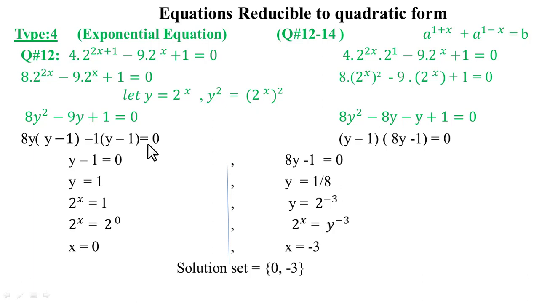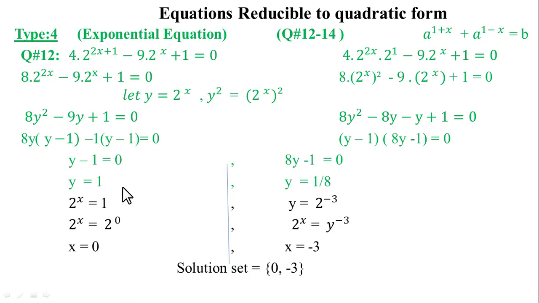Here we have two factors, y minus 1 and 8y minus 1. So we write y minus 1 into 8y minus 1 is equal to 0. Then either y minus 1 is equal to 0 or 8y minus 1 is equal to 0. So y minus 1 is equal to 0, then y is equal to 1, and 8y minus 1 is equal to 0, then y is equal to 1 upon 8.